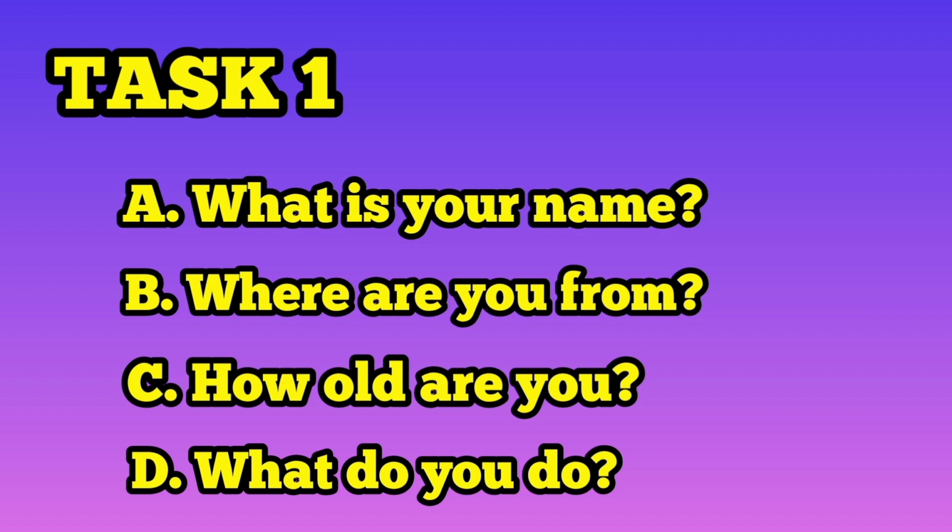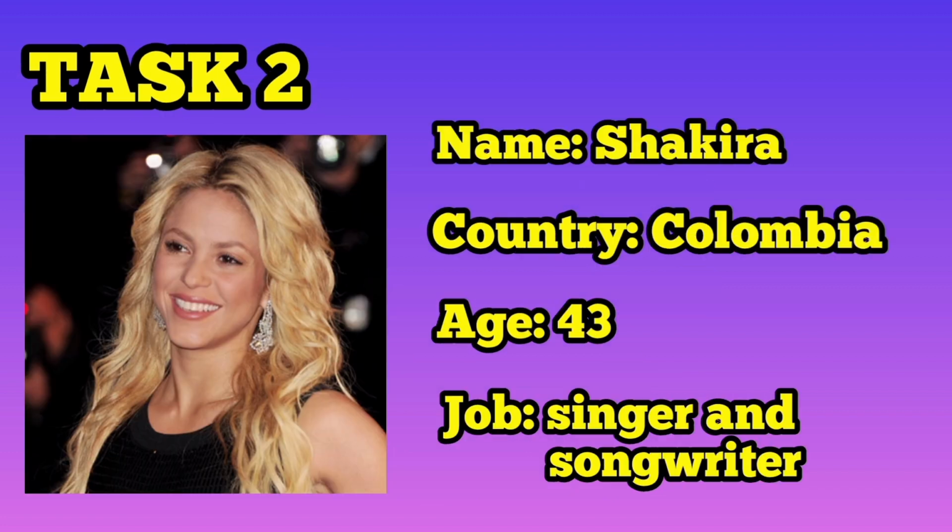So let's recap. What are the tasks that you need to do? Task 1 is answer these questions. What is your name? Where are you from? How old are you? And what do you do? Use the verb to be. Task 2, talk about Shakira. Words: Shakira, Colombia, 43, singer and songwriter. Don't forget to use the verb to be to talk about Shakira.